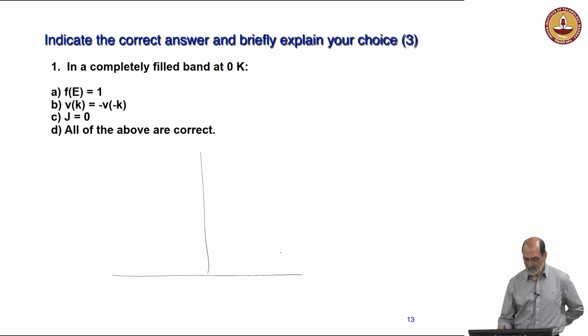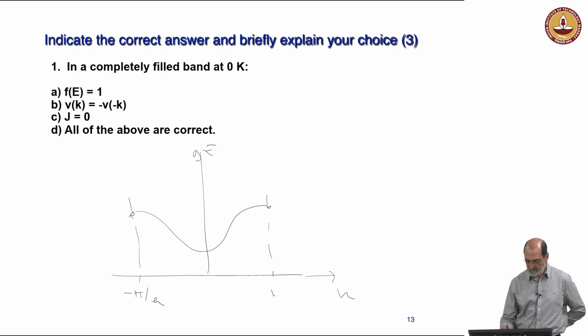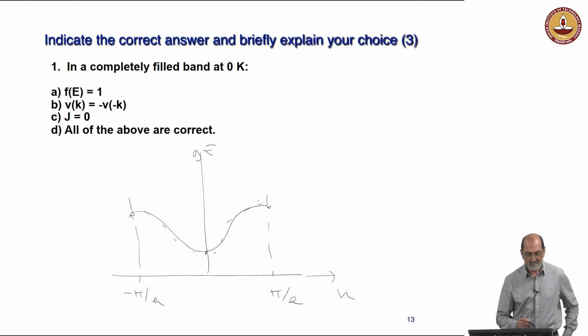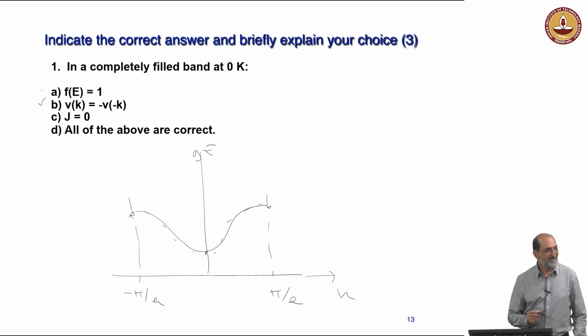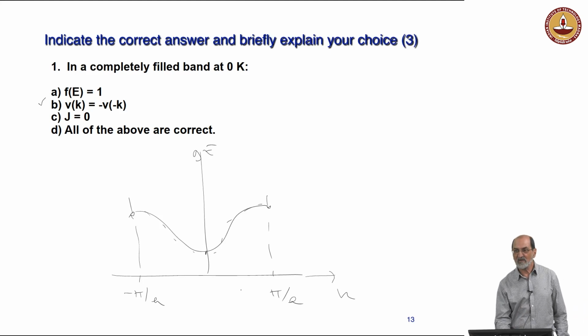The completely filled band. E of k. Say this is the band, and it's completely filled. All the states are filled. This is true because I told you that we always have the same number of electrons going to the right and to the left because it is symmetric and all the states are filled. If all the states are filled, what's the probability of occupancy? 1. So this is fine too. And the total current, if we have as many electrons going to the right as going to the left, is correct too.